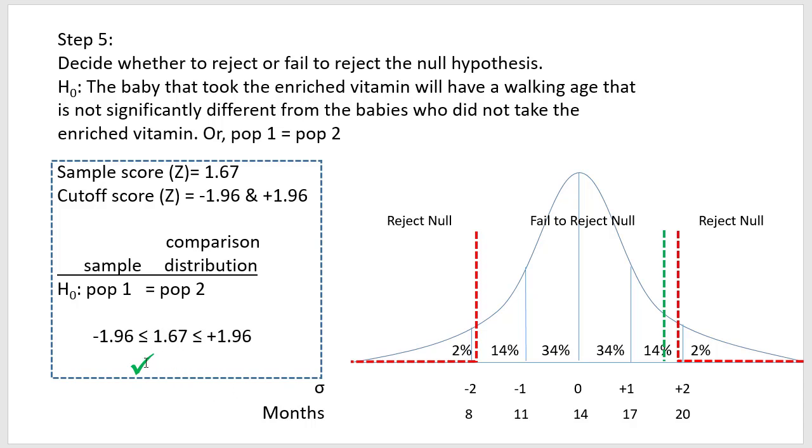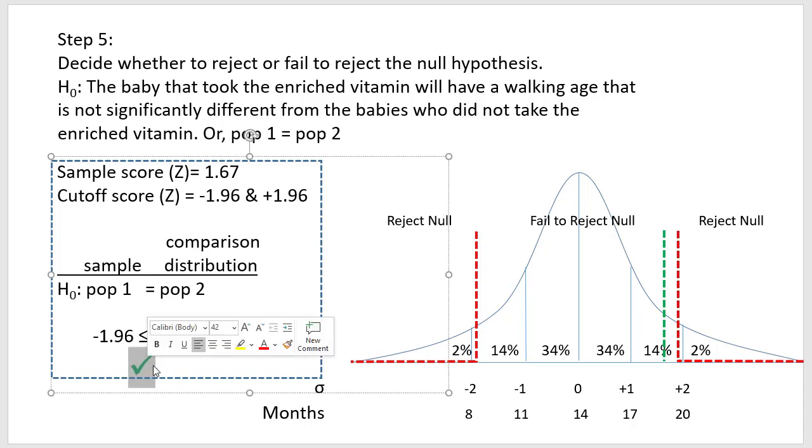So what we do is we make the comparison. Is negative 1.96 less than or equal to 1.67? The answer is yes. We've confirmed that. Is 1.67 less than or equal to positive 1.96? Then that answer is also yes. So both parts of this inequality are true, which means that we accept, I'm going to say this once, we accept the null hypothesis. But what we really do is we fail to reject it.